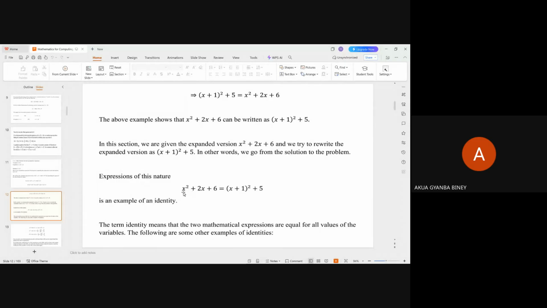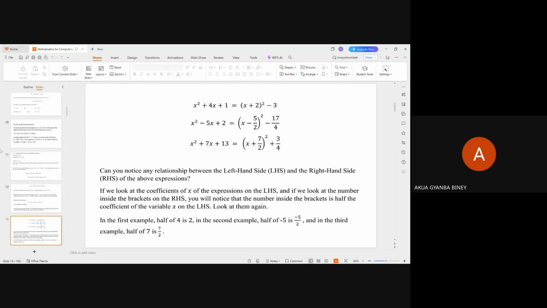Express expressions of this nature. This is equal to that. We also refer to them as identity. The term identity means that two mathematical expressions are equal for all values of the variable. So the following are some examples of identity. We see this is equal to that. That is equal to this. This is equal to this. Now, if you carefully look at this, you realize that something interesting is going on.